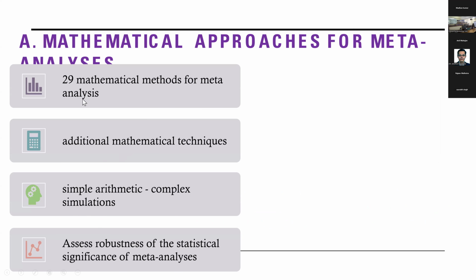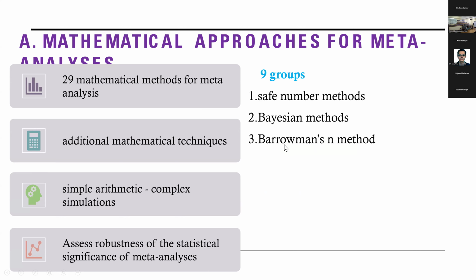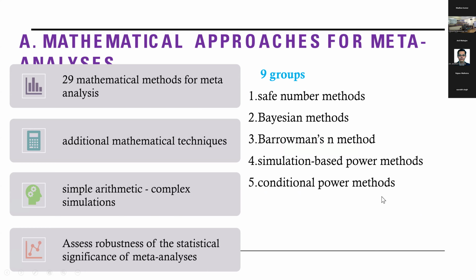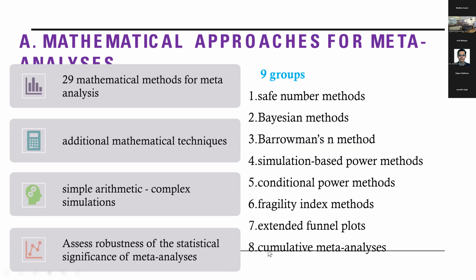Now these authors found 29 different methods for mathematical approaches, and we can't possibly go through 29 approaches, but they have classified them into 9 groups. One is called safe number, Bayesian methods, Barrowman's N, simulation based methods, conditional power, fragility index, extended funnel plots, cumulative meta-analysis and machine learning models. I am going to spend more time on the first 2-3 methods.